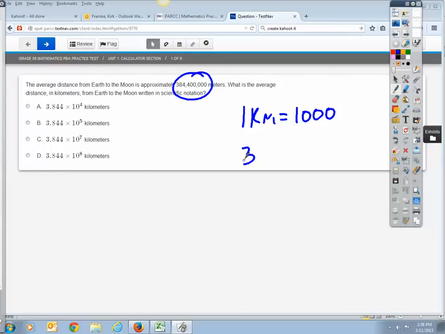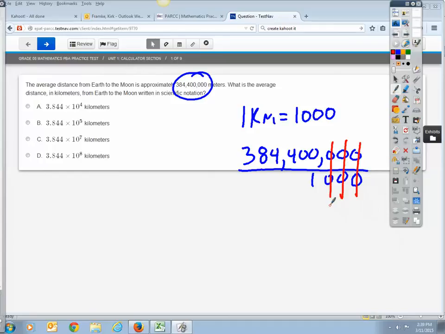So the easiest way to think about this is to think about it as a fraction. Division really is just fraction, right? So here's my 1,000. And so I can cross off the zeros. So we have 384,400 kilometers. So we've done our first conversion.